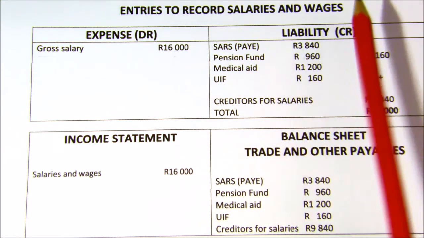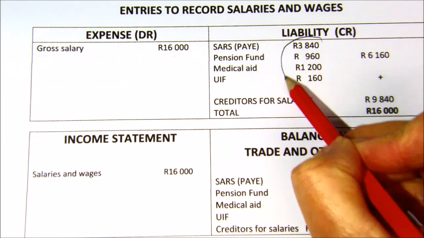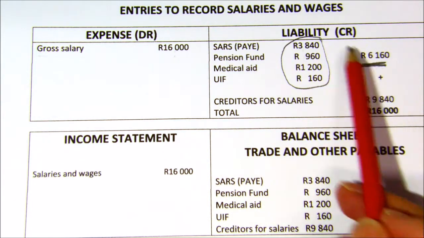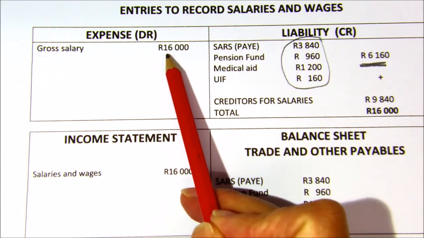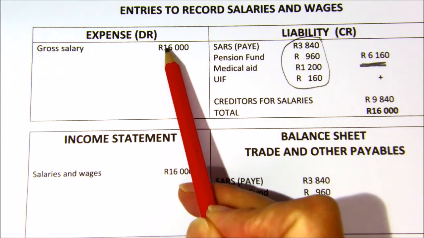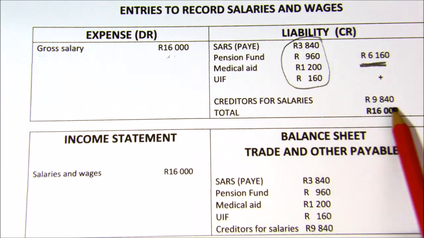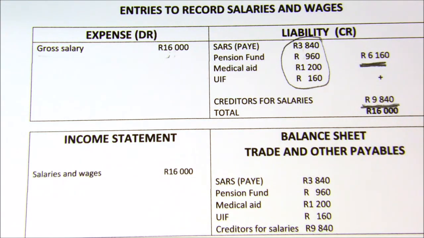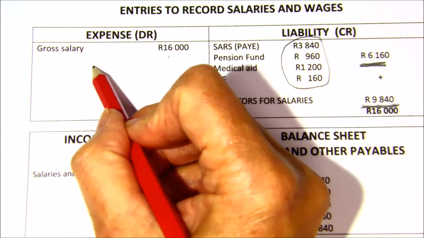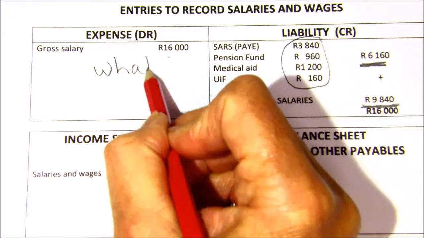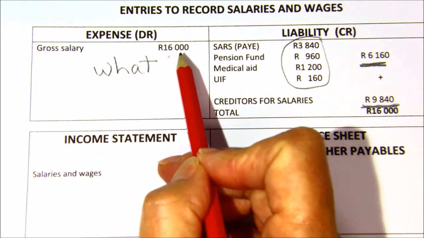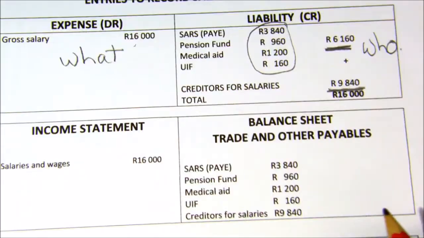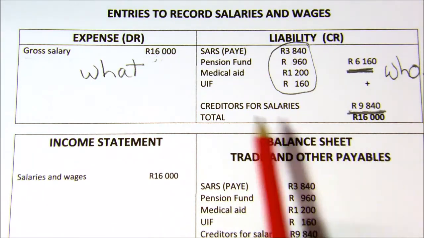Now this whole amount here, which equals that 6,160, has got to be paid out of that 16,000. So if we take that minus all of this, we are left then with an amount of 9,840. So this is what has to be paid, 16,000. This is who that amount is going to be paid to.